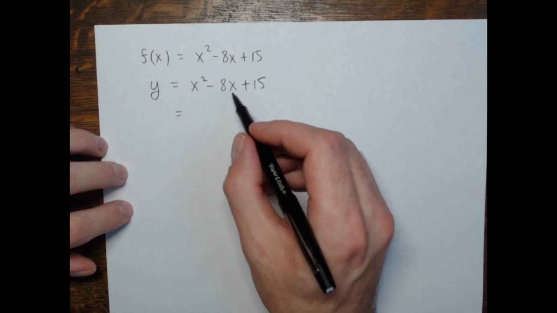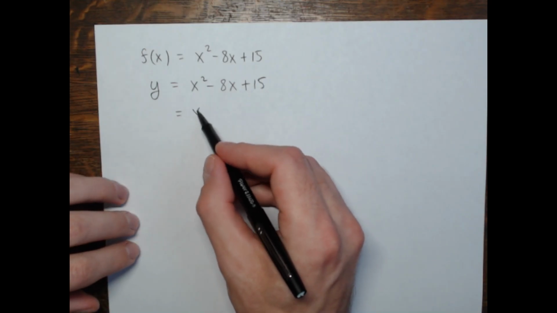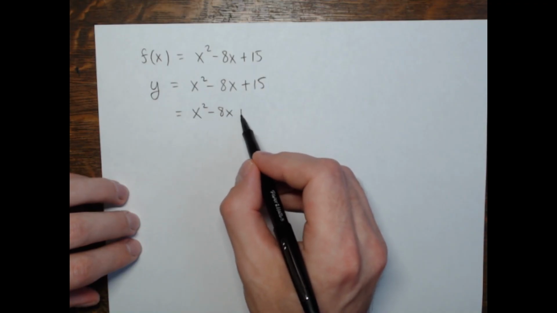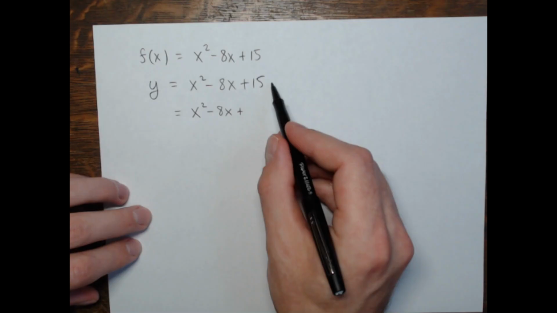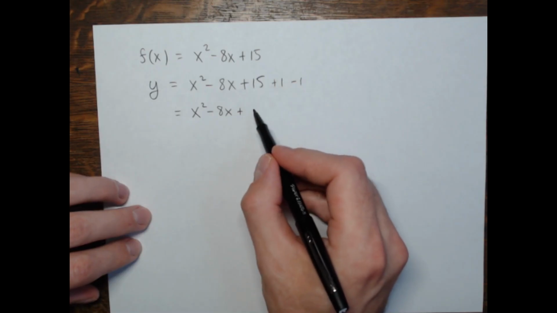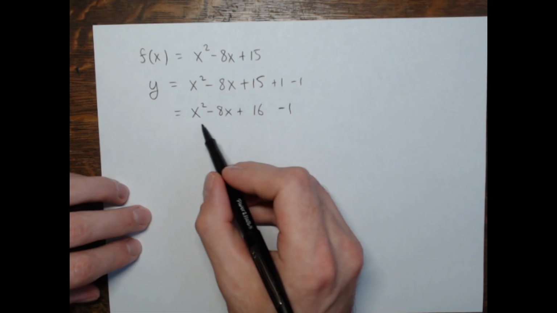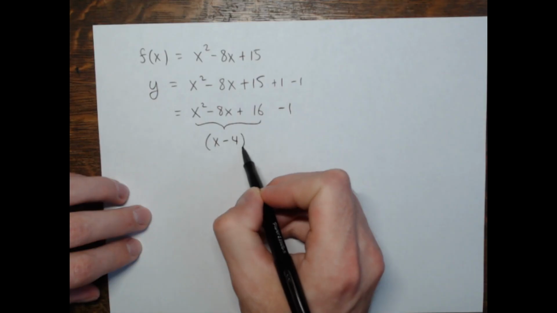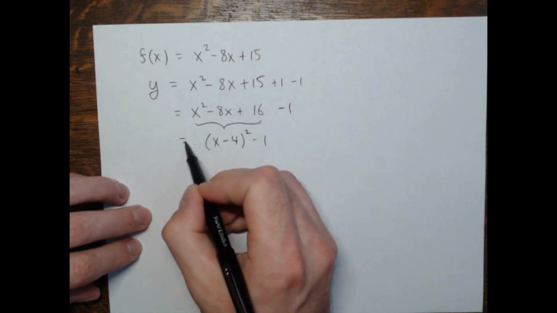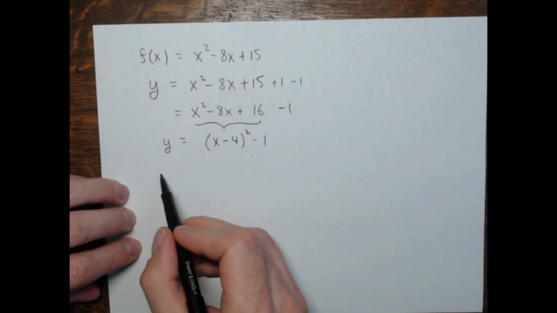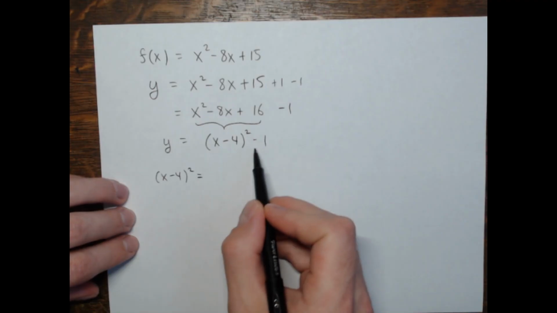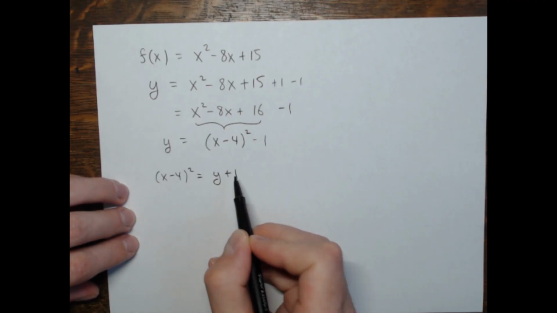Now let's complete the square here. This is x squared minus 8x. I would add 16 to this, so really I just need to add 1. So I'm going to add 1, subtract 1, so we've got plus 16 minus 1. Then this is x minus 4 squared minus 1 equals y. Add the 1, so x minus 4 squared equals y plus 1.